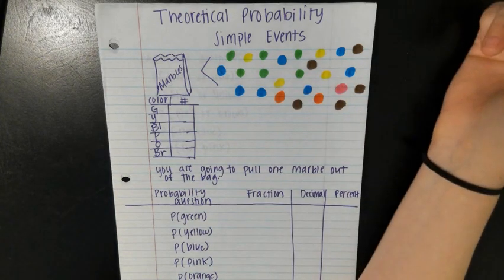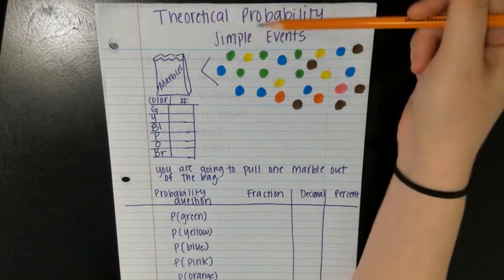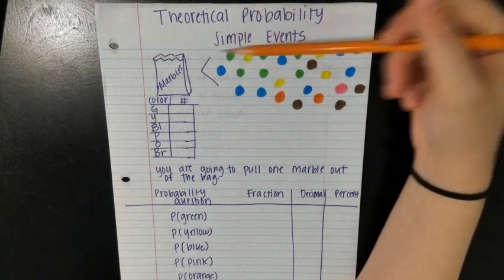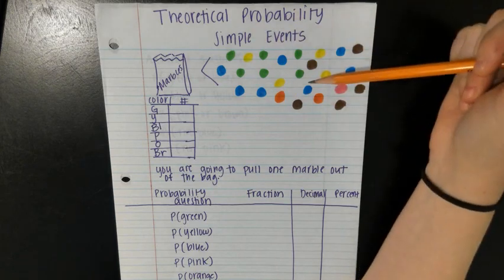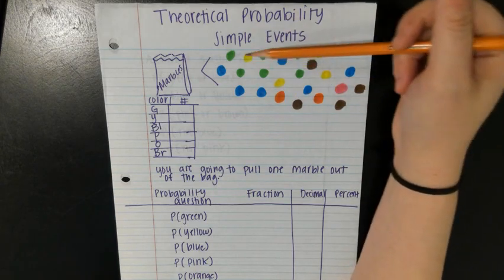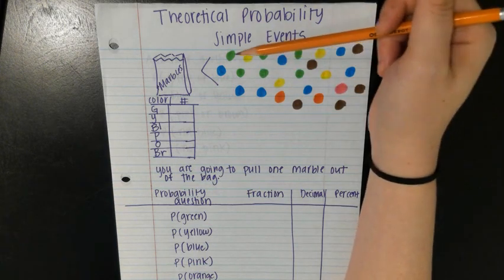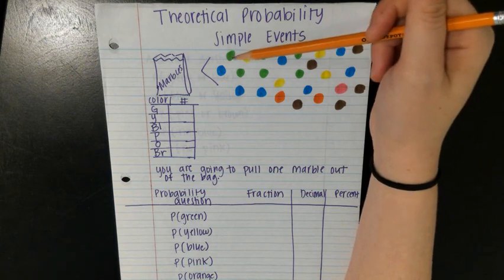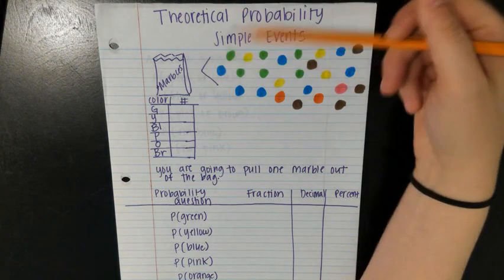All right, we're going to be doing theoretical probability of simple events. So if you want to go ahead and get your paper set up, you want to title it Theoretical Probability of Simple Events. We have a bag of marbles, and inside these are all the different colored marbles we have. If you don't have the colors, you can use colored pencils, pens, markers, whatever. But if you don't have these colors, you can go ahead and just draw a circle, and then inside the circle put the letter of the color it represents.